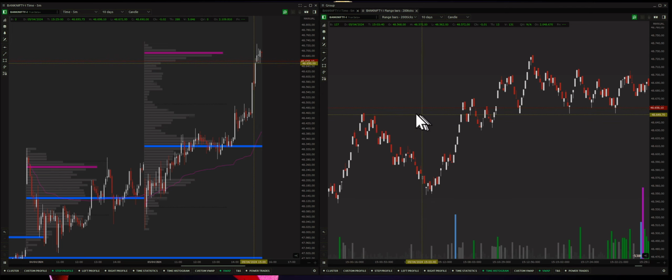Firstly, on the left side, as you see, we have a 5 minute chart, and on the right side I have a range bar. So let's start with how we set up these range bars, or how I have set it up for Bank Nifty over here.